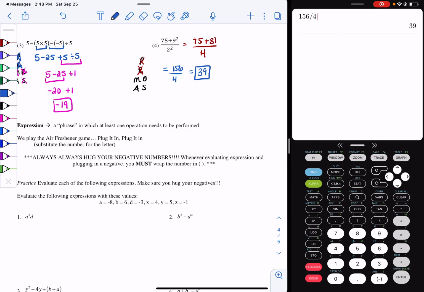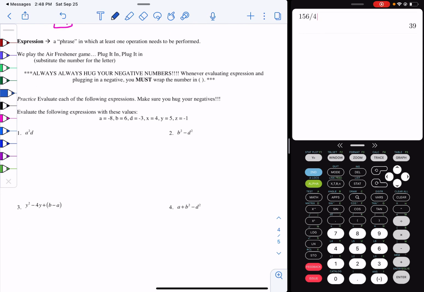Okay, so what we're going to do is evaluate each of these expressions down here with these values. We are saying A is -8, B is 6, D is -3, X is 4, Y is 5, and Z is -1. It's not always going to be like that. It could be A is 4 one day, but for today, it's just A is -8.